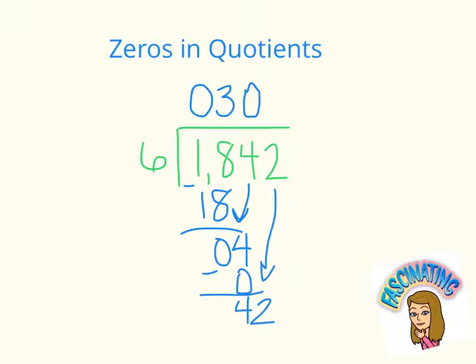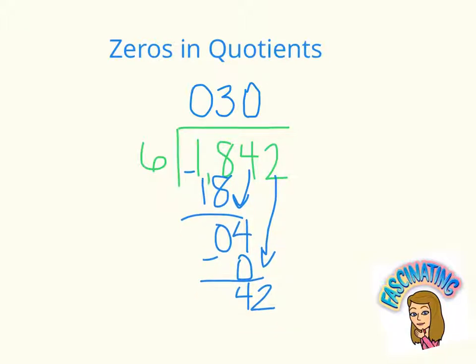So now it's a large number again. This time it's 42, which works perfectly. Because 6 goes into 42 perfectly 7 times, I'll put that up here in my quotient to show that. 6 times 7 is 42.